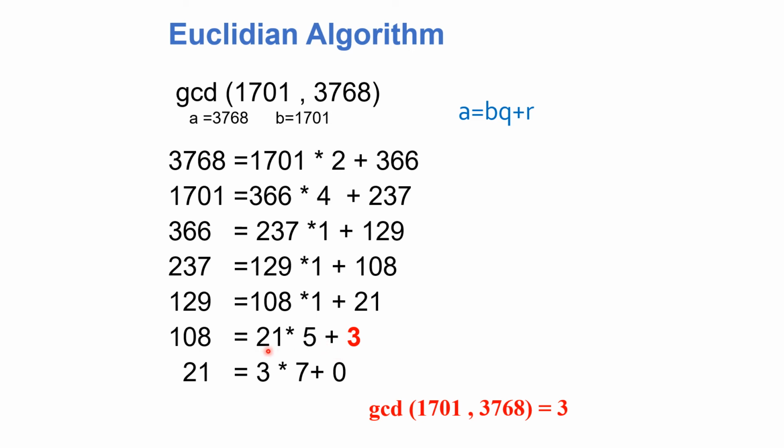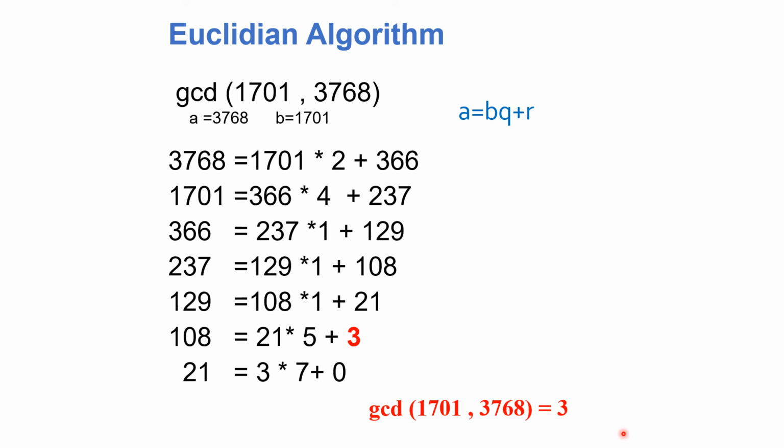In the next stage, 21 will be on the left hand side, and 21 should be divided by 3. So 21 is equal to 3 into 7 plus 0. So we obtain a 0 remainder. Now we have to identify the last non-zero remainder, that is 3. So in this situation, 3 is assigned as the GCD of 1701 and 3768. The last non-zero remainder obtained during the Euclidean algorithm is 3.